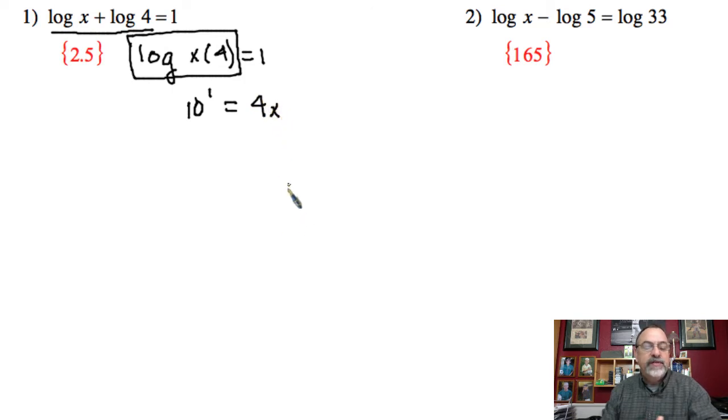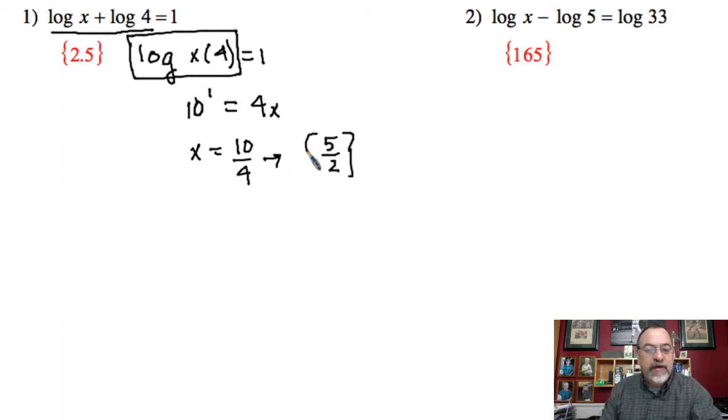So now you'll notice we have a simple equation where we divide by 4. So x is going to be equal to 10 divided by 4. We always reduce our fractions, so this is going to be 5 halves. I prefer to leave 5 halves. They have it as a decimal answer.